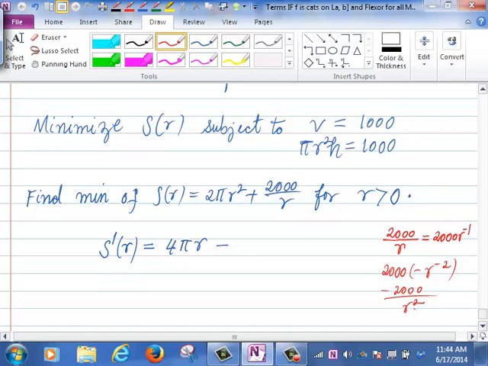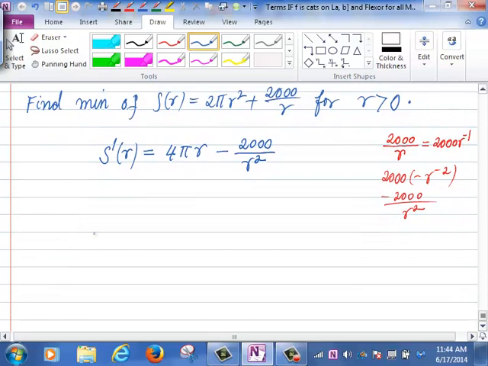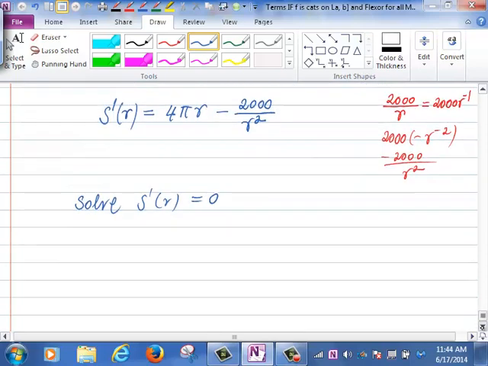So he's right. What we get is 2000 divided by r squared. Very good. So that's the derivative. Now I have to find the critical point, so I have to solve s prime of r equals 0, which would mean that 4 pi r minus 2000 over r squared is 0.